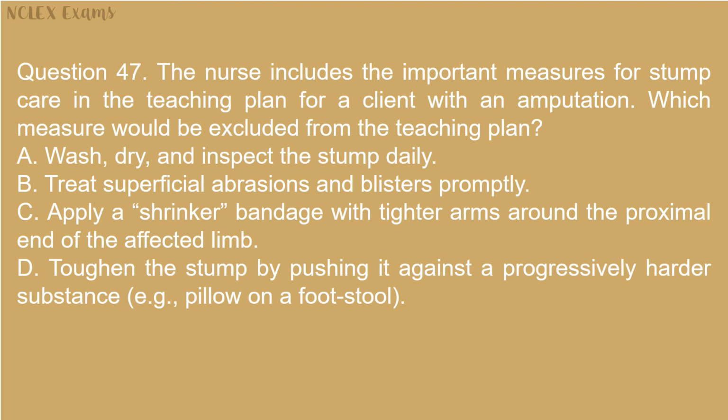Question 47. The nurse includes the important measures for stump care in the teaching plan for a client with an amputation. Which measure would be excluded from the teaching plan? A. Wash, dry, and inspect the stump daily. B. Treat superficial abrasions and blisters promptly. C. Apply a shrinker bandage with tighter arms around the proximal end of the affected limb. D. Toughen the stump by pushing it against a progressively harder substance, for example, pillow on the footstool.